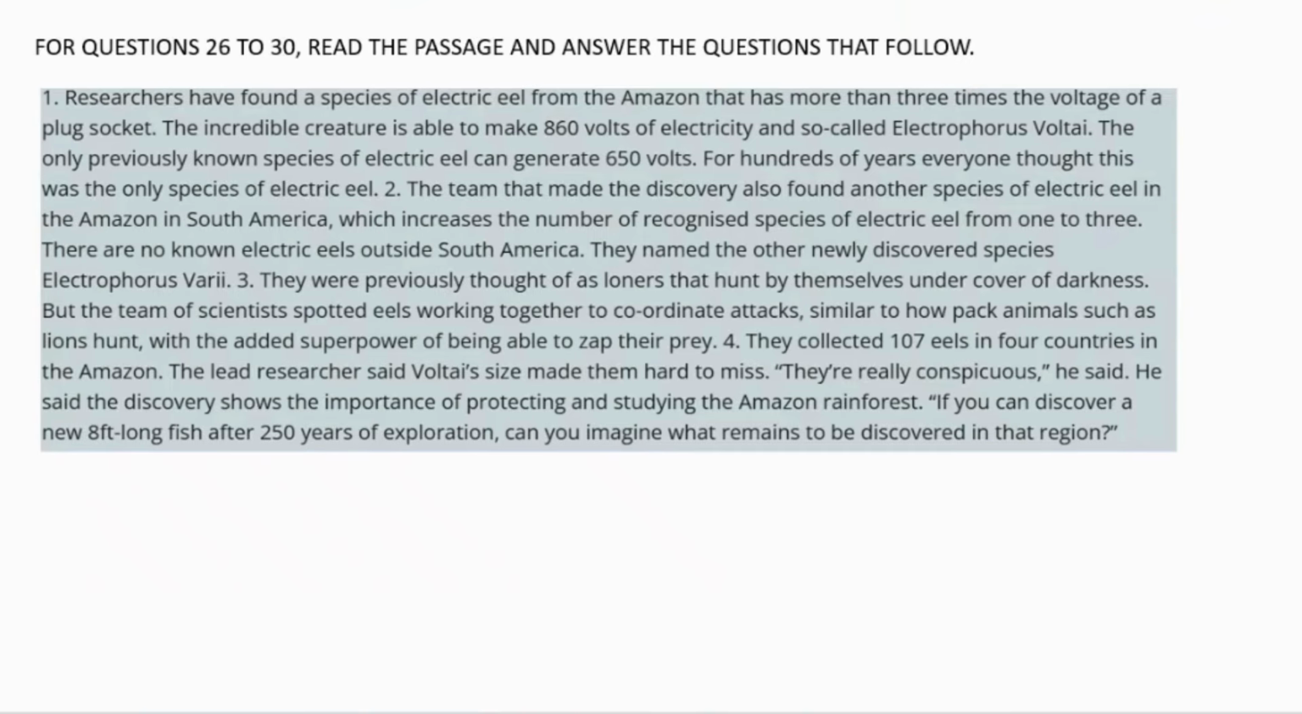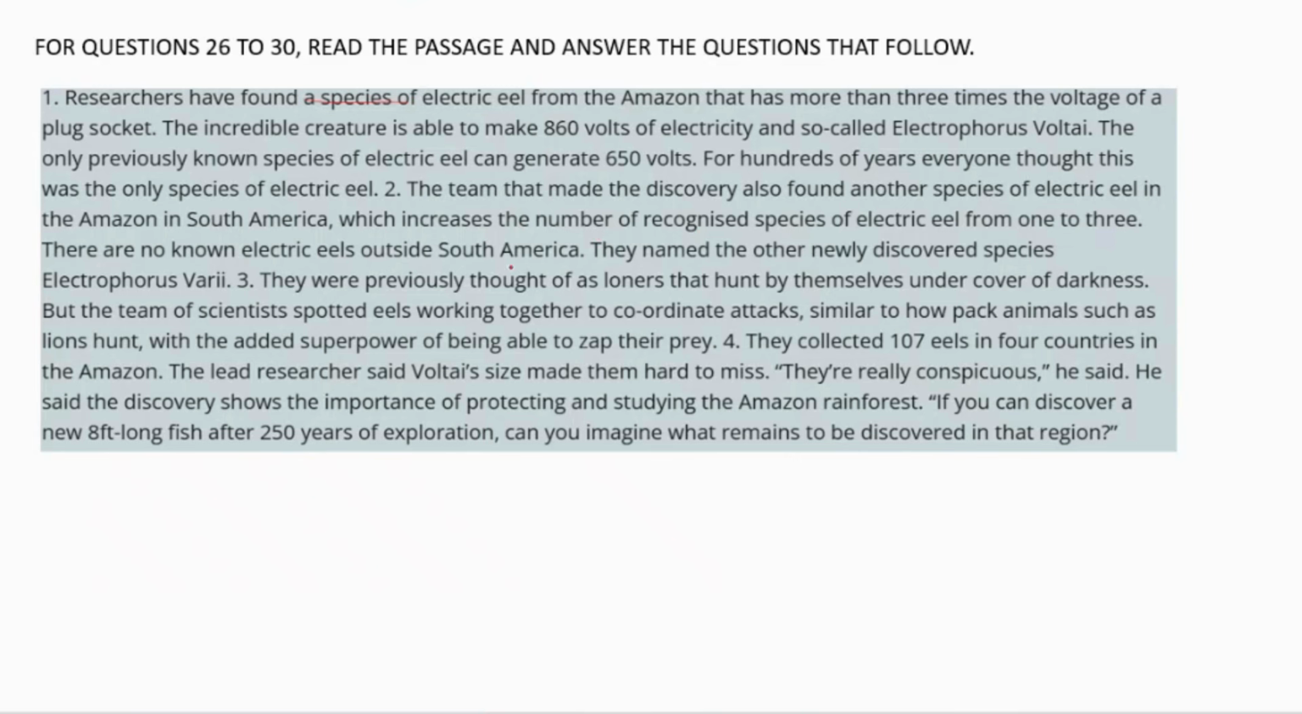Now here it is again a new passage. So firstly we'll read the passage and then we'll see the questions that follow. So this passage is for questions 26 to question 30. Now, researchers have found a species of electric eel from the Amazon that has more than 3 times the voltage of a plug socket. The incredible creature is able to make 860 volts of electricity and so-called electrophorus voltage. The only previously known species of electric eel can generate 650 volts. For hundreds of years, everyone thought this was the only species of electric eel. The team that made the discovery also found another species of electric eel in the Amazon in South America, which increases the number of recognized species of electric eel from 1 to 3.